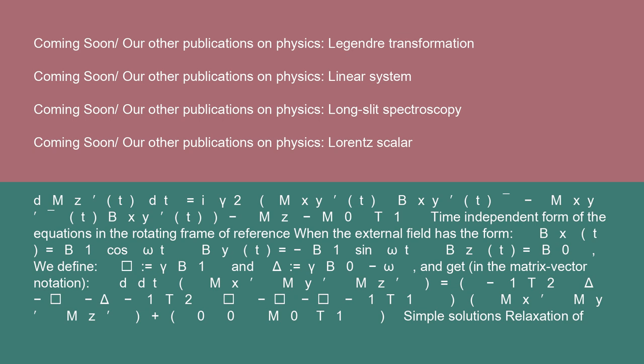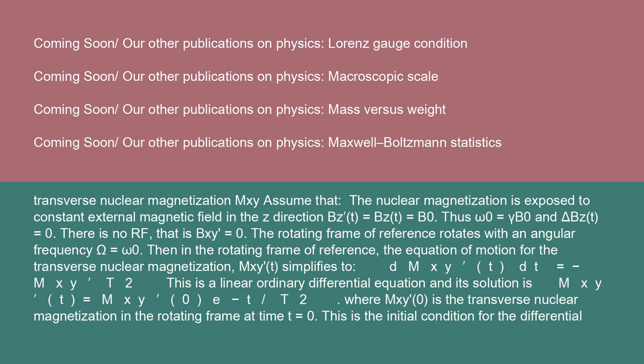ε equals γB1 and Δ equals γB0 minus ω, and get, in the matrix vector notation, d/dt of (Mx, My, Mz) equals the matrix [minus 1/T2, Δ, minus ε; minus Δ, minus 1/T2, ε; minus ε, minus ε, minus 1/T1] times (Mx, My, Mz) plus (0, 0, M0/T1).